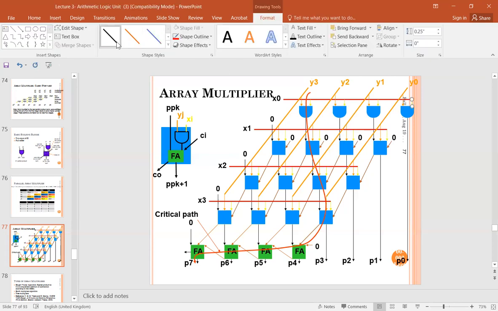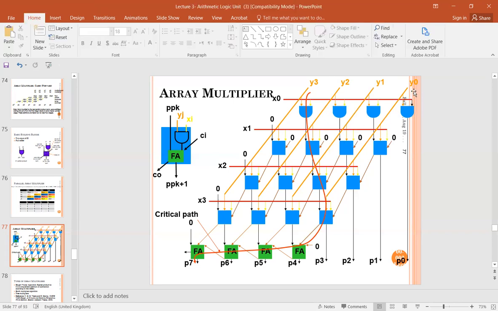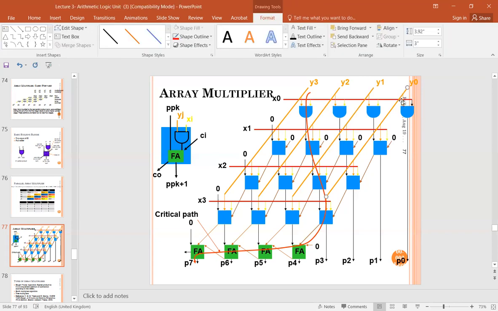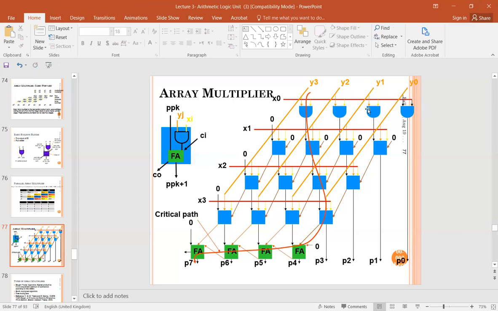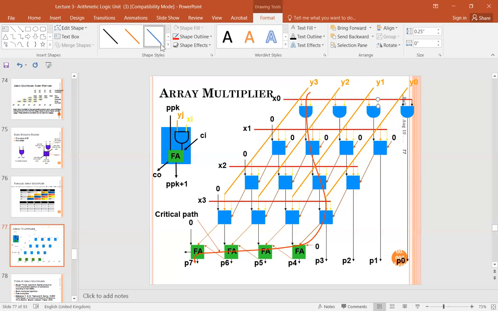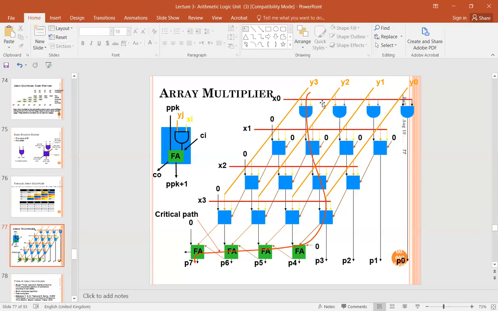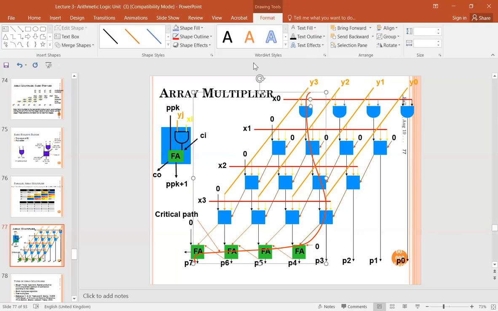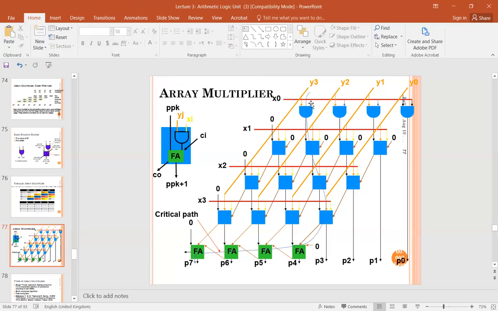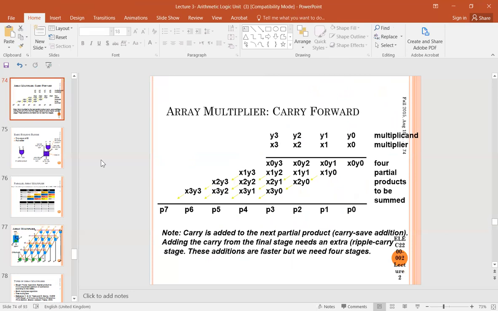Each one comes from x0. So this is x0, y0, this is x0, y1, and this is x0, y2, and this is x0, y3. So these AND gates, the first AND gates, give me these guys: x0, y0, x0, y1. So we have them right here.